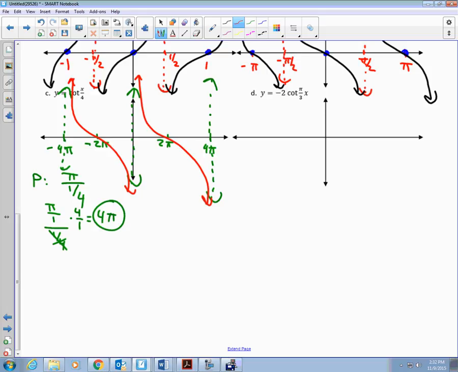We got one more. Period. Pi divided by, what's the number in front of x? Not just 1/3, but pi over 3. How do I do that? Pi over 1 divided by pi over 3. Multiply by the reciprocal. What happens to the pi's? Cancel and you get 3. Mark it out.